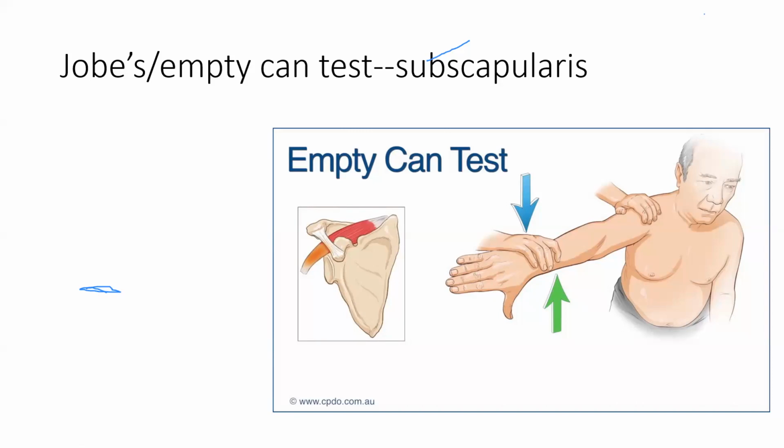And you try to go up, while the doctor will try to resist it. So the patient force should be upward while the doctor will try to resist it. So this is a way to check your subscapularis. This is the Jobe's or empty can test, both of these. So it is an action against resistance.